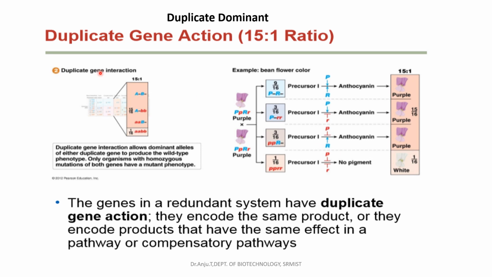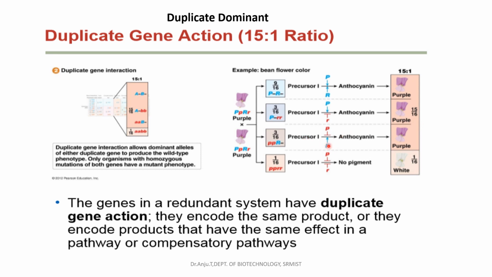So here, duplicate: two genes doing the same function, duplicate function. And that is what we are talking about, the dominant allele of both the genes. If either gene's dominant allele is present, it is going to produce the product. So for example, you see here capital P, the dominant allele of the P gene is present, then it produces the purple color.